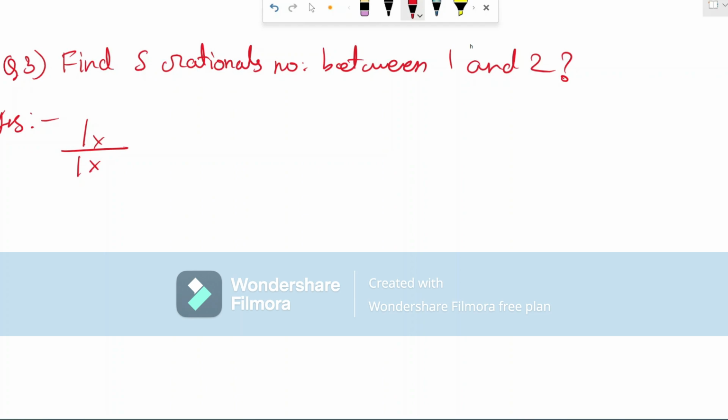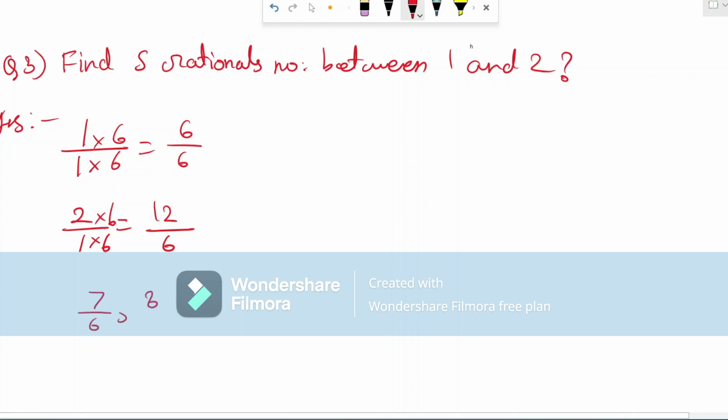So let's find the number which has enough rational numbers. Okay, this will be 2 upon 1. Now let's say 5. No, not 5. Let's take 6. 6 multiplied by 1, 6 upon 6, and this will give us 12 upon 6. Okay, so 7 upon 6, 8 upon 6, 9 upon 6, 10 upon 6, and 11 upon 6. How many are these? 1, 2, 3, 4, 5. This is our answer.